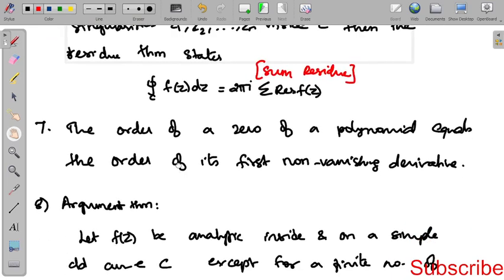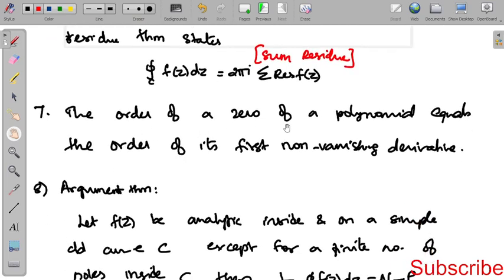Then the seventh one: the order of the zero of the polynomial equals the order of the first non-vanishing derivative. The first derivative of that function will be not equal to 0. So the order of the zero of the polynomial equals the order of the first non-vanishing derivative.